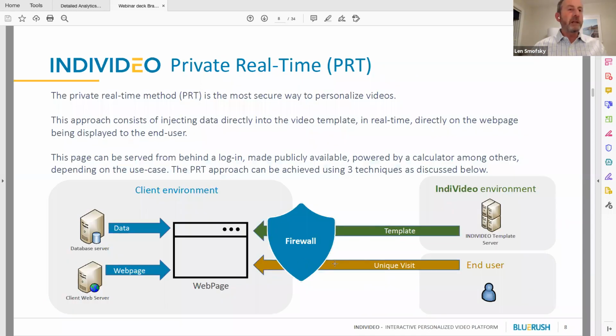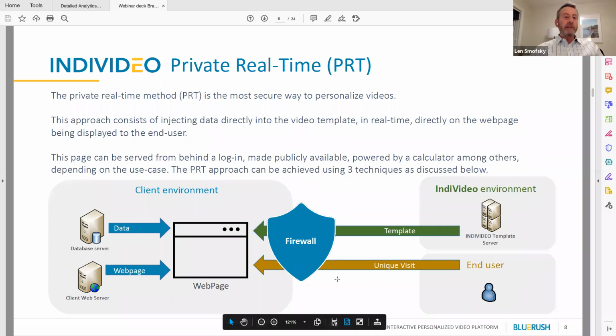Well, if you look at this slide here, I'll explain how that works, right? So without getting too technical, the way it works is you have data coming from a company database, what they know about you, and it's injected into a web page. The client, the end user, also comes to that web page. This is our technology, and what we deliver is a template. In other words, the video is there, but none of the personalized data. It's created on the company's web page in real time, and the client comes directly there and gets it.